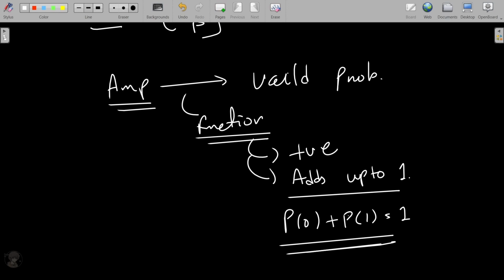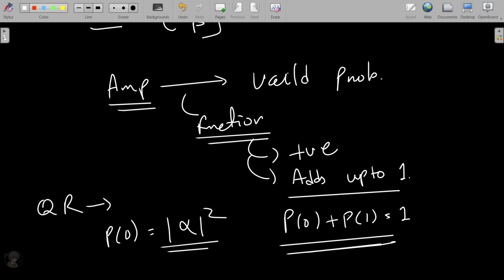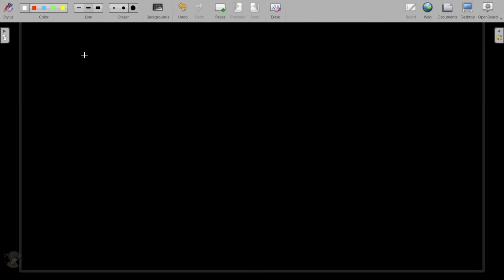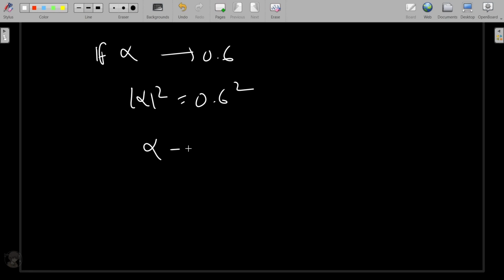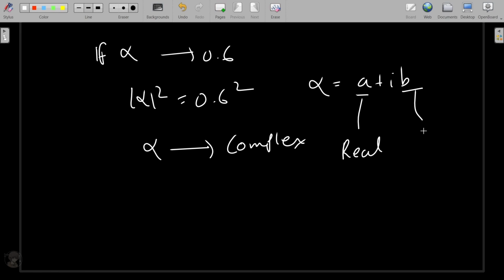Okay, so quantum rules say that P of 0 equals modulus alpha square. Now let me explain what modulus alpha square means. Suppose alpha is a normal number, like 0.6, so modulus alpha square would be 0.6 square. But what if alpha is a complex number? A complex number looks like this: a plus ib, where a is the real part and b is the imaginary part. i is the square root of -1.